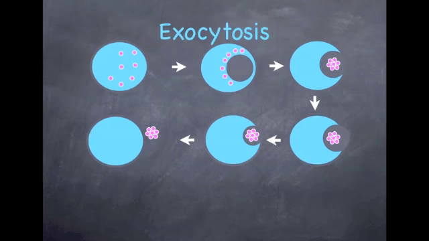Next is exocytosis. It's a step where the cell throws away its waste. For example, first of all, there was liquid in the cell, but later on, the cell forms bubbles, letting the liquid, or waste, out.